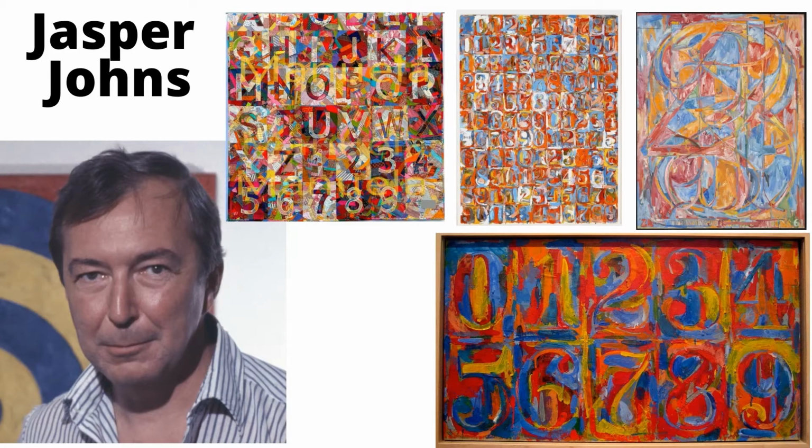Jasper Johns was born in Georgia in 1930 and moved to New York City to pursue a career as an artist, finding fame in the 1950s for his paintings of ordinary, everyday objects. What do you see in his work?